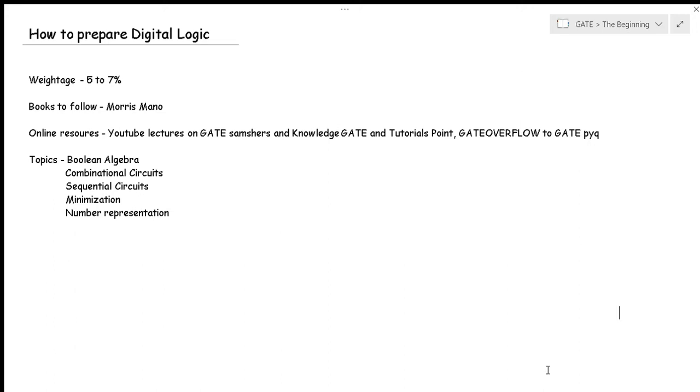Sorry. The topics are Boolean algebra, which is just the normal Boolean algebra we studied in our 11th and 12th, like the AND operation, OR operation, XOR, XNOR operation, etc. Then we have combinational circuits and sequential circuits. This is the highly important part, because questions are asked here almost every time, and it's important to know these two concepts in digital logic. It's like the heart of digital logic.